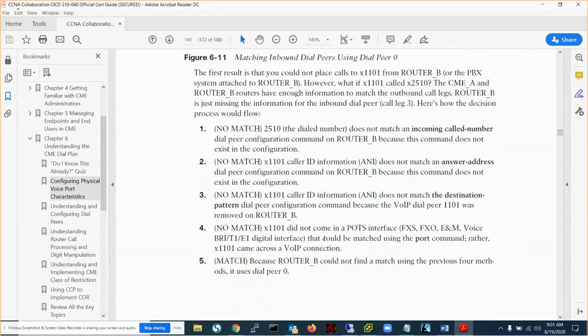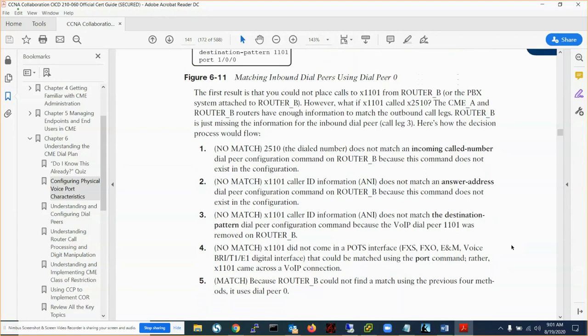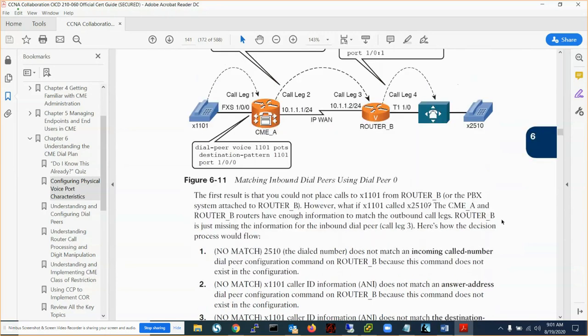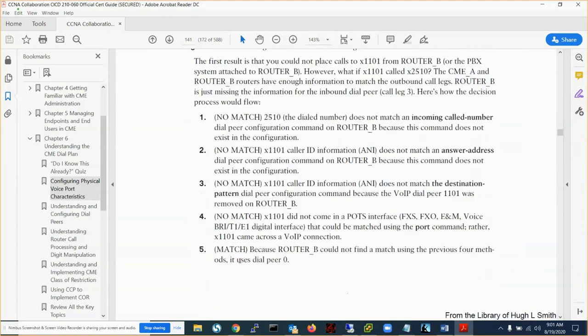The fourth one, 1101, did not come in on a POTS interface. That could be matched with the port command. Rather, 1101 came across a VoIP connection, so you don't have the port command 1101 on the router either. You have it on the outgoing dial pair, but you don't have it here. So there's no match in the fourth scenario. For the fifth one, because router B could not find a match using the previous four methods, it uses dial pair 0.